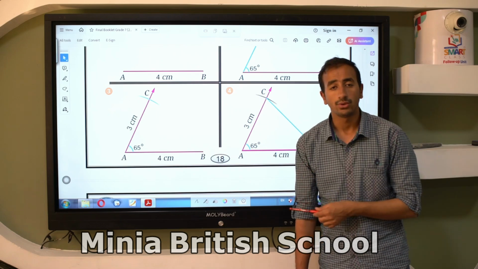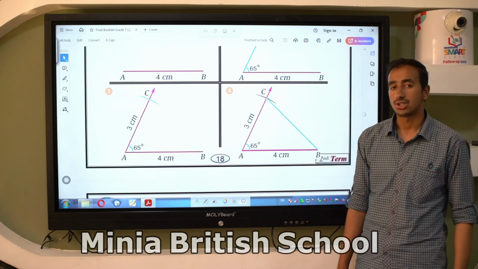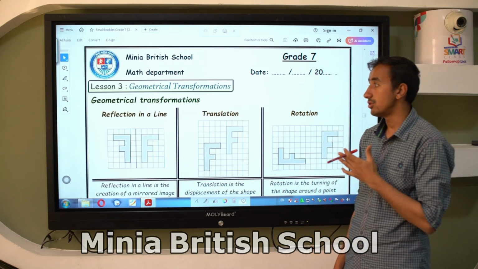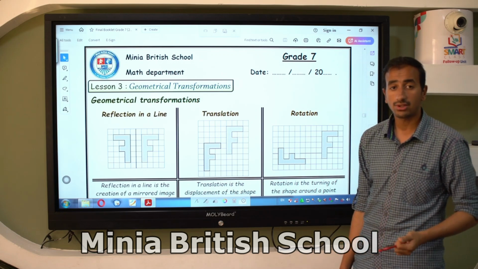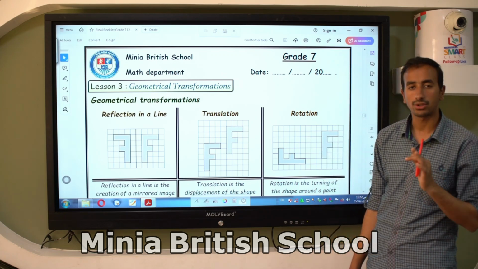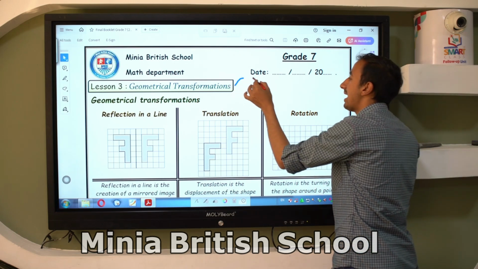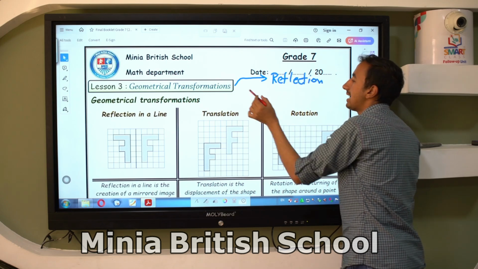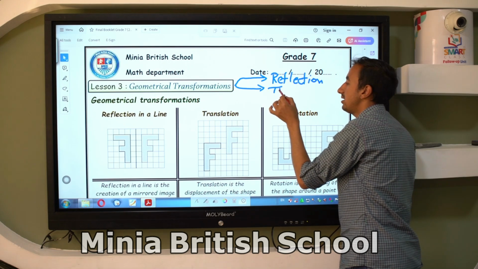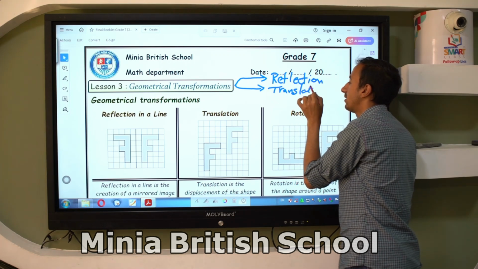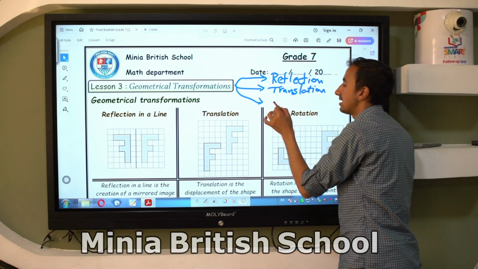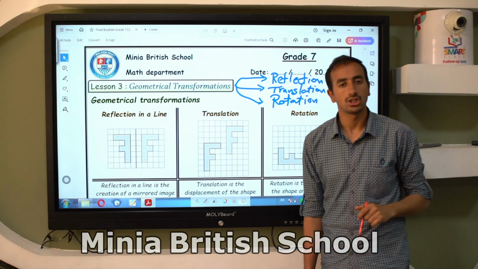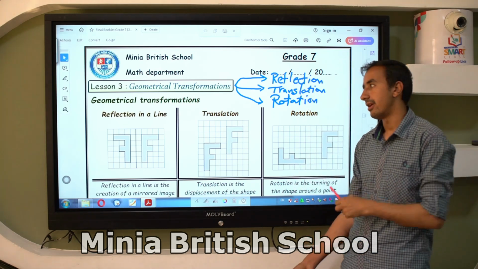By the end of drawing the triangle, we finished lesson 2, geometric construction in geometry. Now let's study lesson 3 in unit 3. We have geometrical transformation. Geometrical transformation can be divided into 3 important subtitles: reflection, translation, and the last title, it's called rotation. Yes, reflection, translation, rotation, as you know.